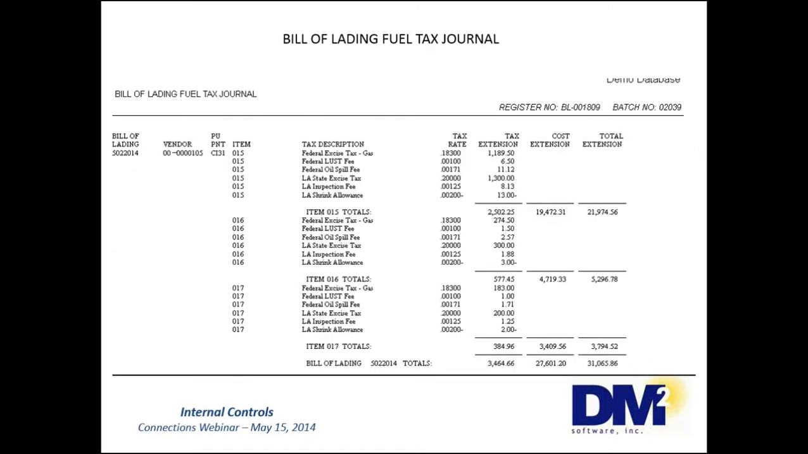On the next slide, we have our bill of lading fuel tax journal. The fuel tax journal lists each item and all of the fuel taxes associated with that item. The second column shows the cost of your product, and the third column gives you the total of the first two columns. This report needs to be reviewed to verify the tax associated with each product is correct.